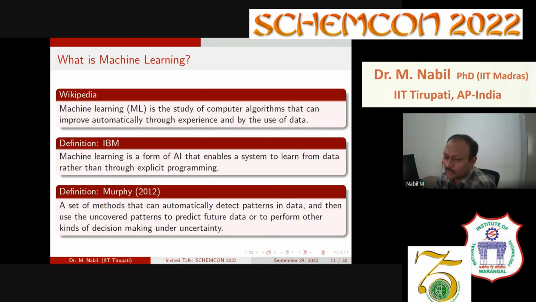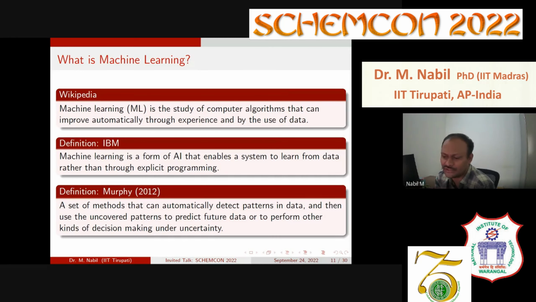Okay, so the major development is in machine learning. Let me introduce what machine learning is. As you see from the different definitions posted here, it is often stated as the study of computer algorithms that improve through experience and use of data. And the IBM definition is that, without any explicit programming, it forms an AI system that can learn from data.